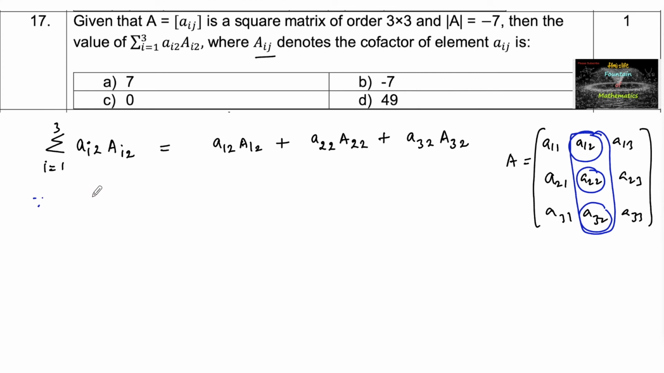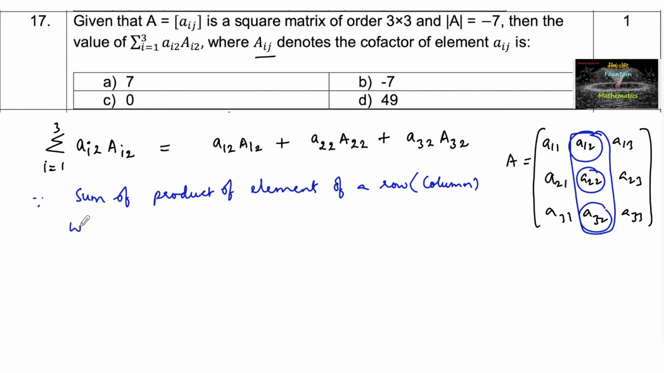Since we know that the sum of products of elements of a row or column with corresponding cofactors is nothing but the determinant of the matrix, is equal to determinant of matrix A.